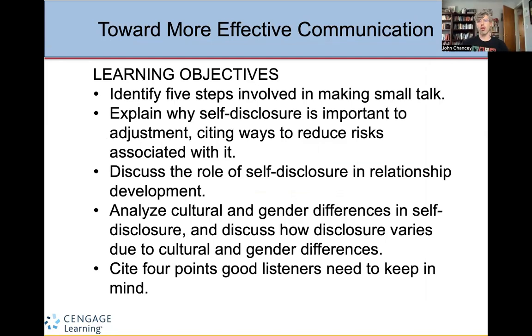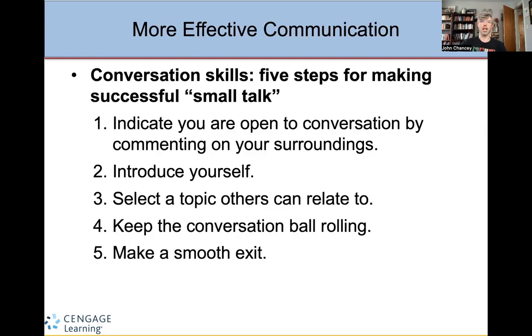Now we're going to look at how to move towards being a more effective communicator. Identify 5 steps in making small talk, explain why self-disclosure is important in adjustment, discuss the role of self-disclosure, analyze cultural and gender differences in self-disclosure, and cite 4 points good listeners need to keep in mind when communicating. So, conversational skills: there are 5 steps identified by psychologists for getting good at small talk. Again, it's another skill. The more we practice, the better.